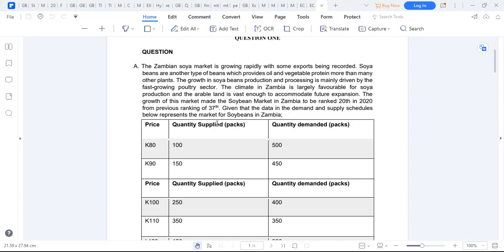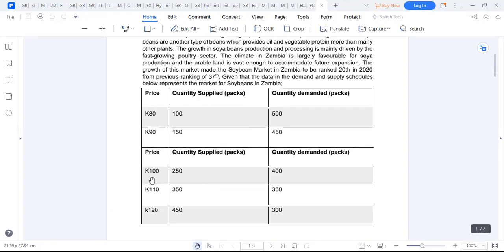So we've been given the data below and the demand schedule. At the price of 80 kwacha, the quantity supplied is 100 and quantity demanded is 500. For 90 kwacha, the quantity supplied is 150 and the quantity demanded is 450. At a price of 100, 250 and 400. At 110, 350 and 350. Then at 120, we have 450 and 300.